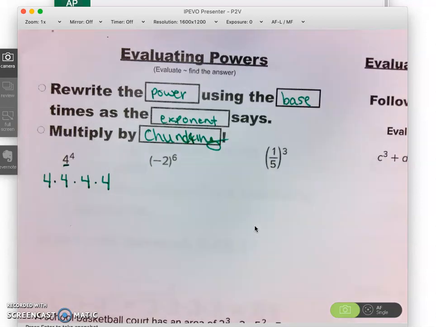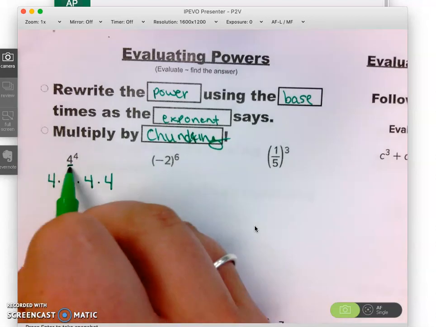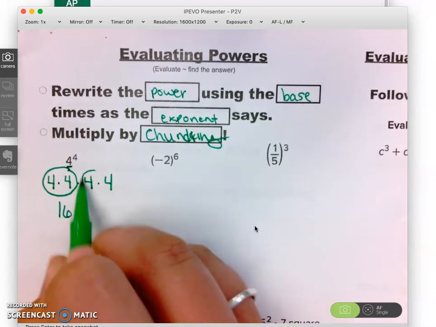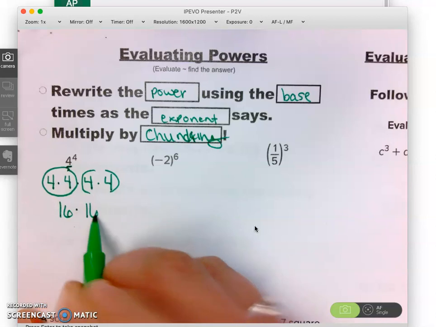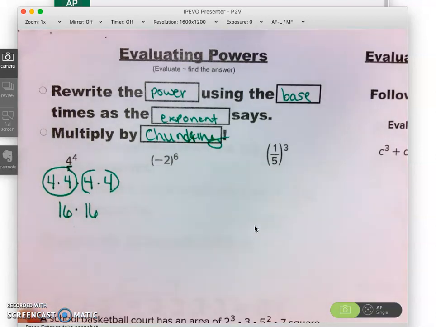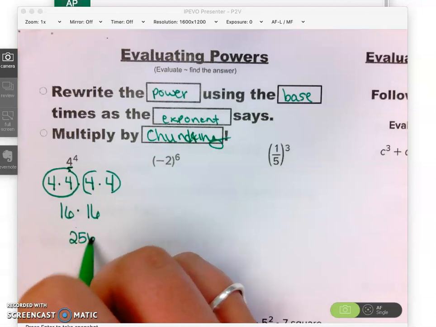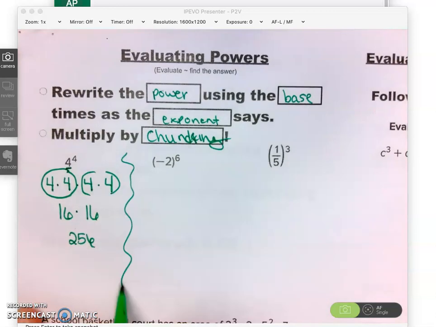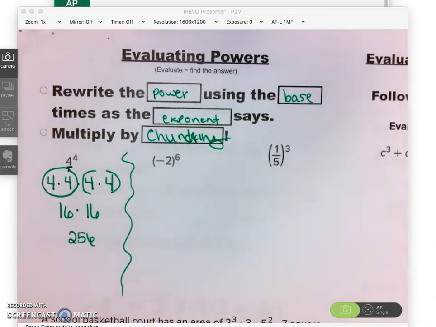I know that a lot of times you can just throw this in a calculator, and down the road you might be able to, but we are going to multiply it right now by chunking. So I'm going to chunk first these two together, and 4 times 4 is 16, and multiply these two together, which is another 16, and 16 times 16 is 256, not 216, sorry. Okay, we're done with that one.